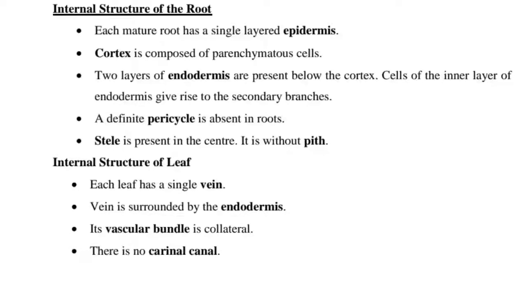Internal structure of leaf. Each leaf has a single vein. Vein is surrounded by the endodermis. Its vascular bundle is collateral. There is no carinal canal.